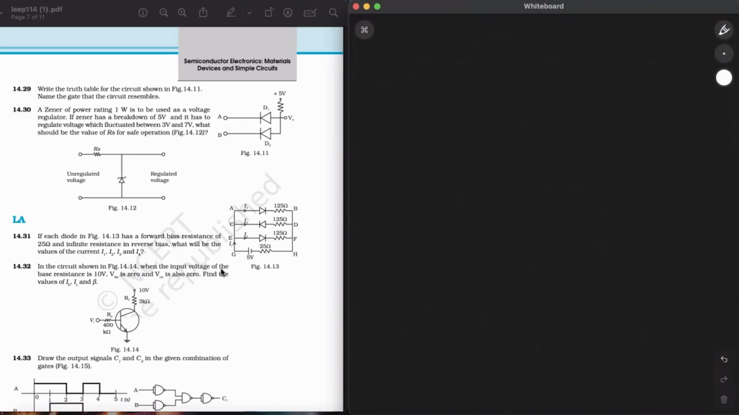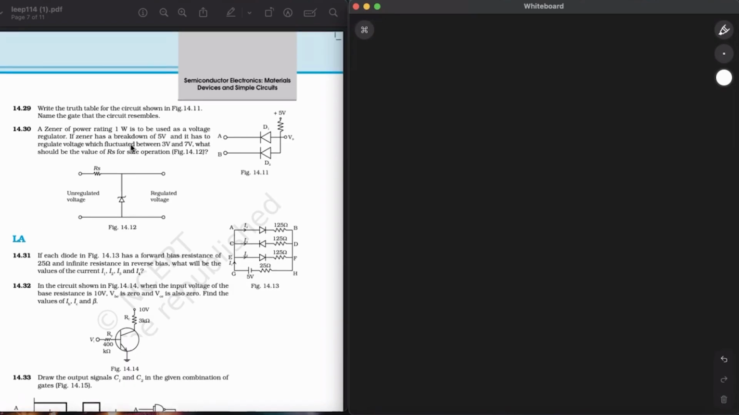Alright, so now moving on, we have question number 13. A zener of power rating 1 watt is to be used as a voltage regulator. If the zener has a breakdown of 5 volt and it has to regulate voltage which fluctuates between 3 volt and 7 volt, what should be the value of RS for safe operation?